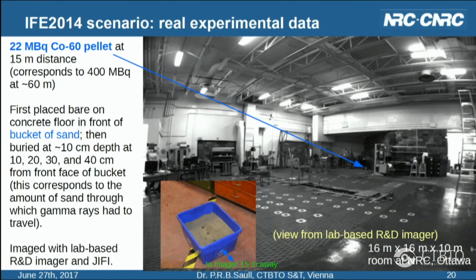So we found a 22 megabecquerel cobalt-60 source and put it at 15 meters in our lab. That corresponds to 400 megabecquerels at 60 meters. And we buried it, either bare in front of the bucket or in different layers of distances from the front face back, 10, 20, 30, and 40 centimeters, to mimic what it would be like if it were underground. This is the view from the imager itself. And we imaged those things with both of our imagers.